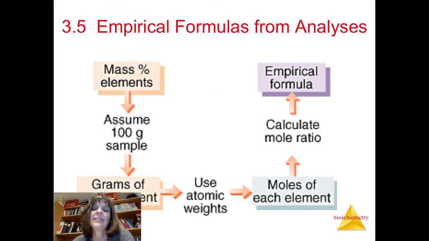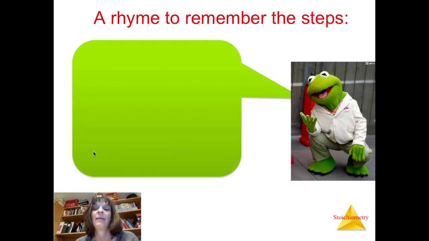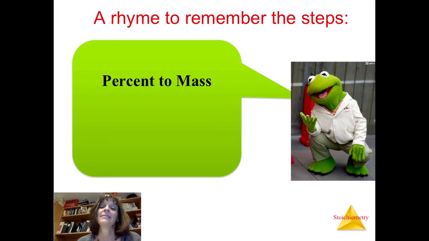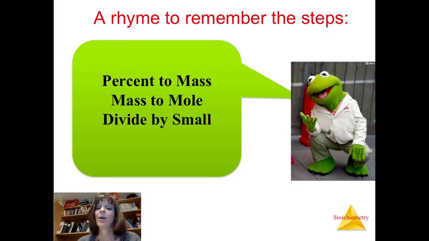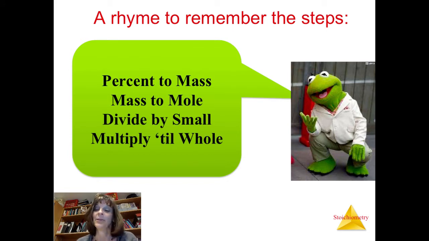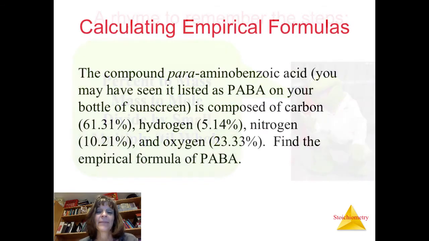All right, first, this is a diagram that shows you the steps needed to develop an empirical formula. You did this a ton of times last year, but here's a little shorthand that Kermit will help you remember how to remember the process. He says, percent to mass, mass to mole, divide by small, multiply till whole. With those wise words, let's try a practice problem.